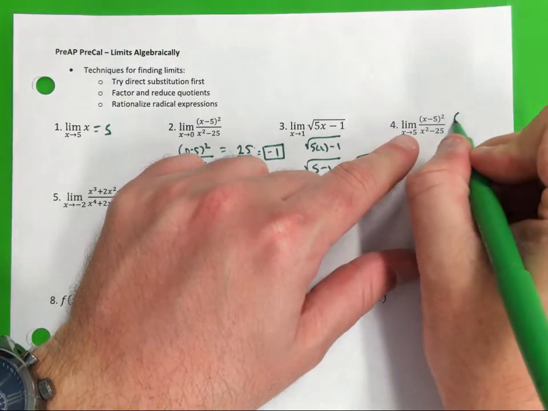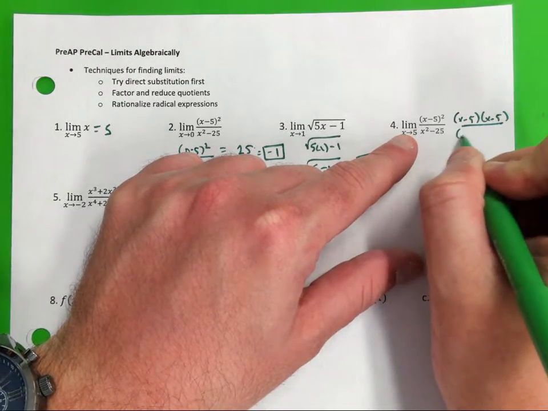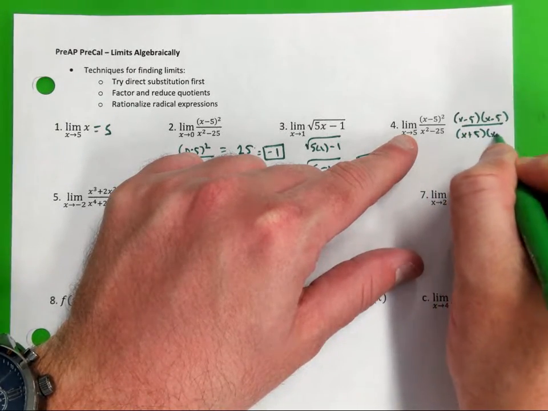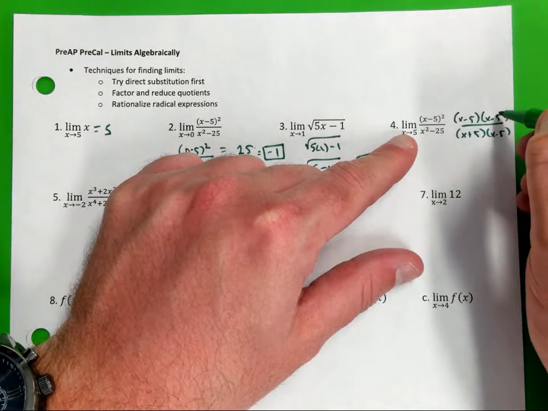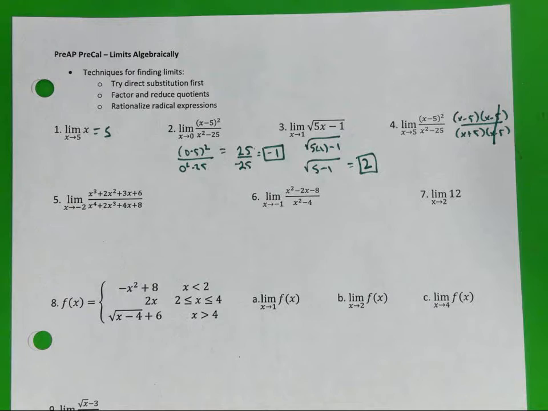So let's look here. I got x minus 5 and x minus 5. Difference of squares, x plus 5 and x minus 5. Can I cancel out one of these x minus 5s? Yep, I can. Now, once you do one of those techniques, then you go back to direct substitution and see if it works now, okay? After you do that, then you go back to direct substitution.